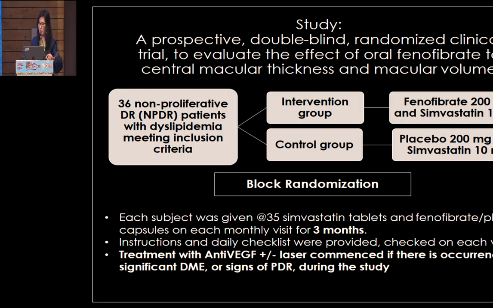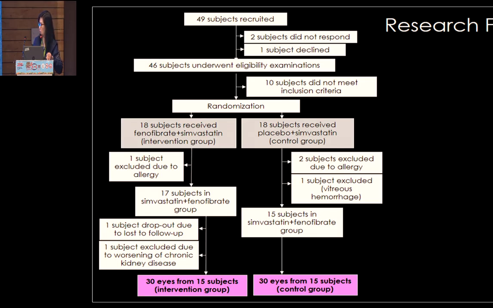They were followed up for 3 months, given treatment for 3 months, with each patient having monthly visits. And compliance was checked through a checklist, and rescue treatment with anti-VEGF or laser was commenced if the patient showed significant DME or signs of progression to PDR during the study. So this is the research flow. So at the end, we only included 30 eyes from 15 subjects in both intervention group and control group.